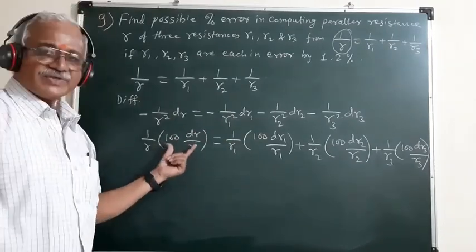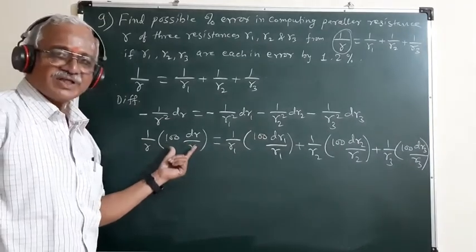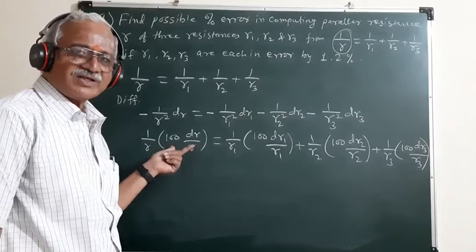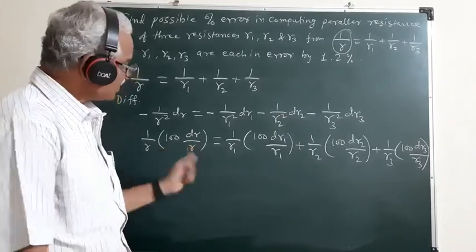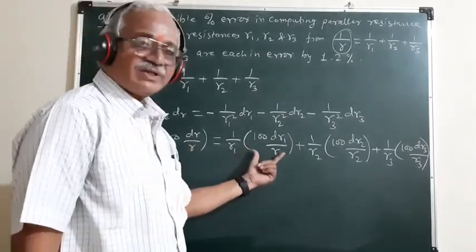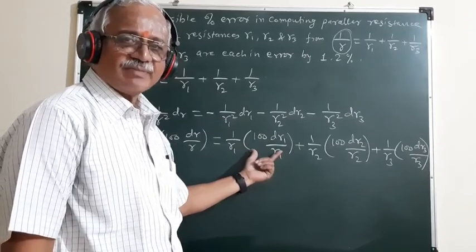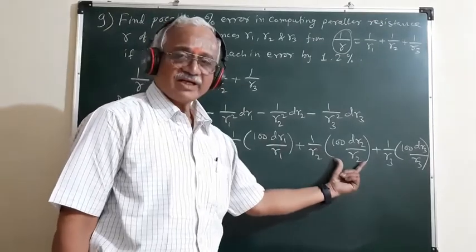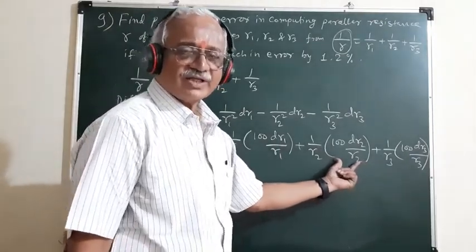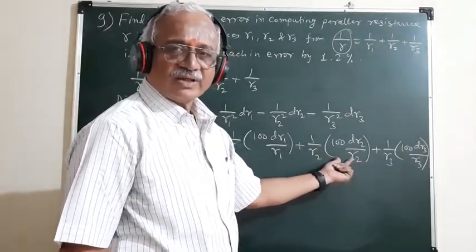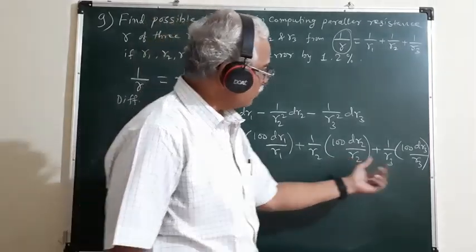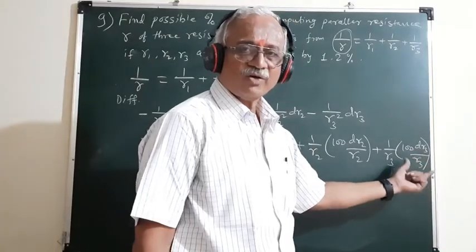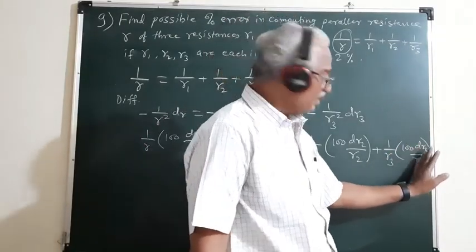This bracket gives the percentage error in the determination of the equivalent resistance of the parallel combination of three resistors. This bracket gives the percentage error introduced in the measurement of the value of the first resistance R1. This bracket gives the percentage error introduced in the measurement of the value of resistance R2, and this bracket gives the percentage error introduced in the measurement of the value of the resistor R3.